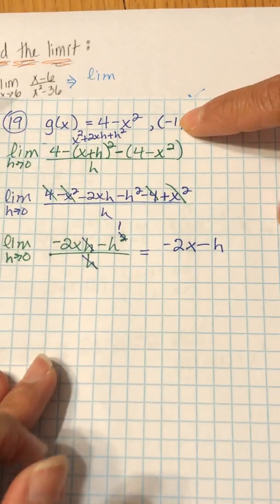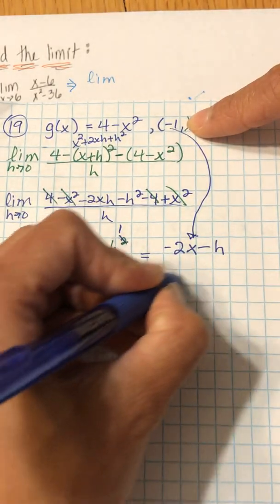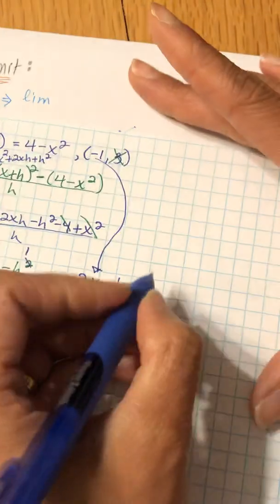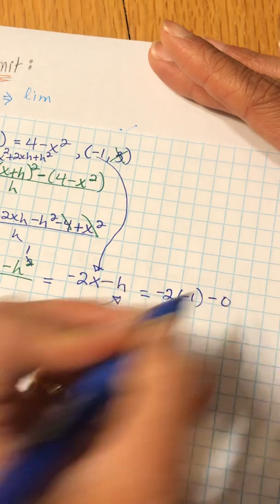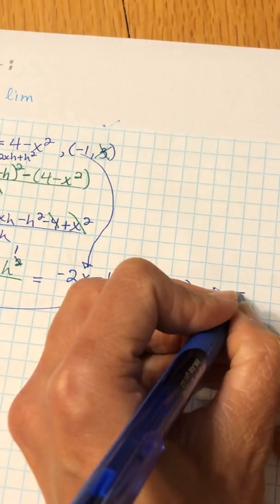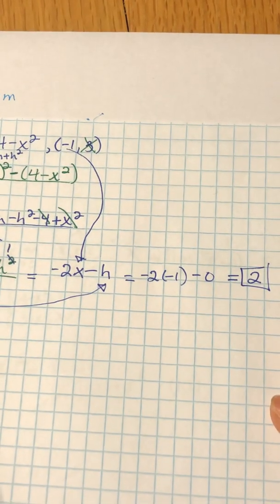We had this point up here, so we're going to plug in that x value, and then we have h approaching 0. So we're going to plug in 0 for h and negative 1 for x. So that'll be negative 2 times negative 1 minus 0. Well, double negative turns to a positive, so this is a slope of 2. Okay, so 19 is 2.